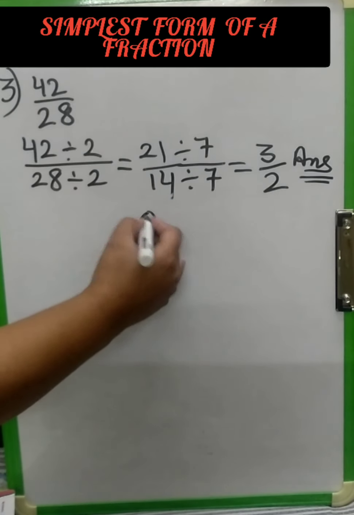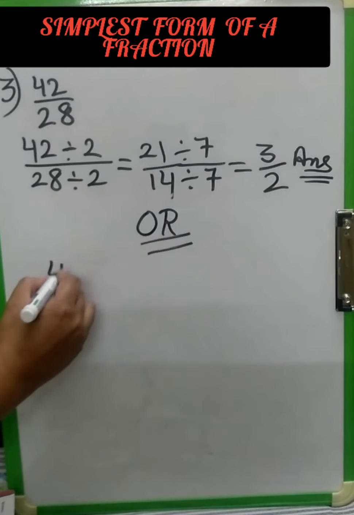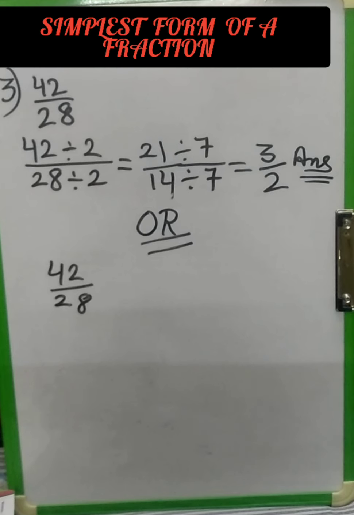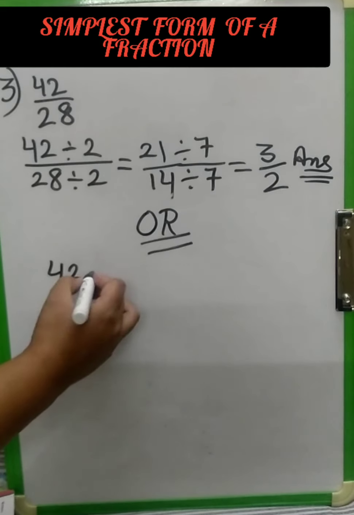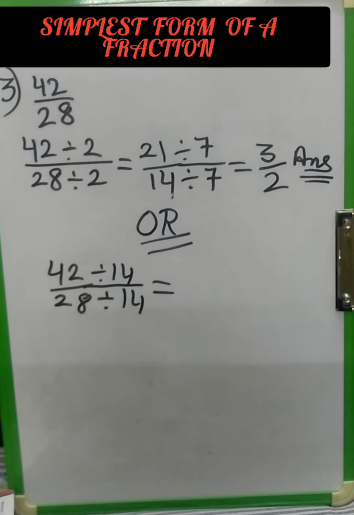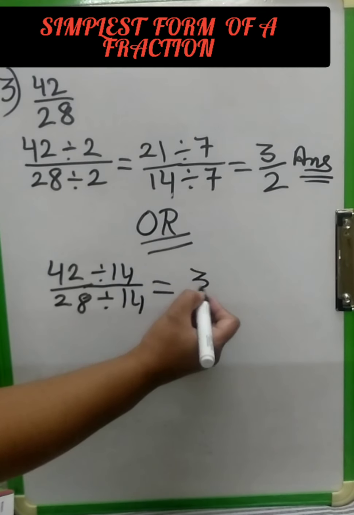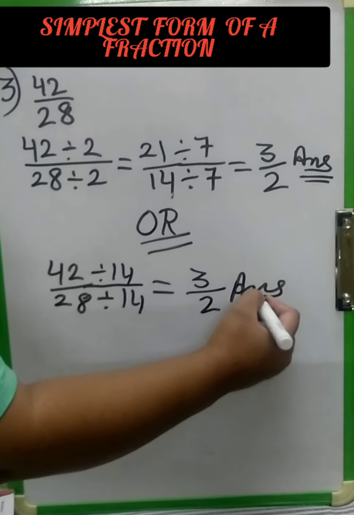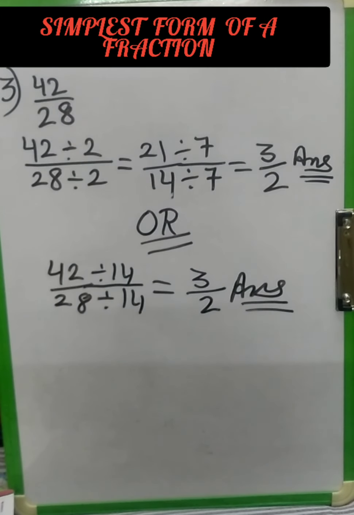Or I can do this example in another way also. If I have 42 upon 28, and I have in my mind that I have to directly divide by 14, we can divide by 14 also. So 42 divided by 14, what will I get? 3. And 28 divided by 14, what will I get? 2. So in one step also you can find your answer. This is totally up to you how you want to divide to find the simplest form. So we'll do one more example.